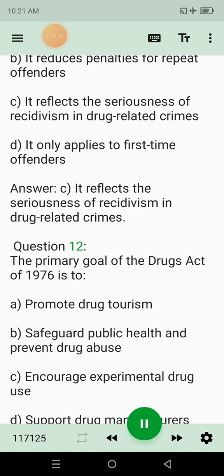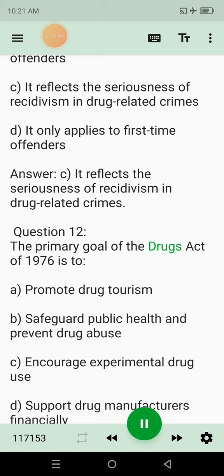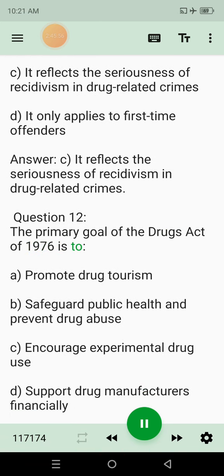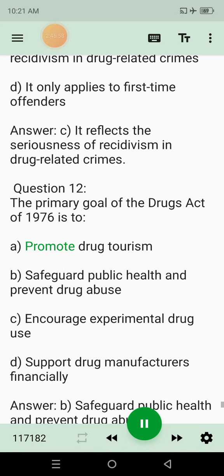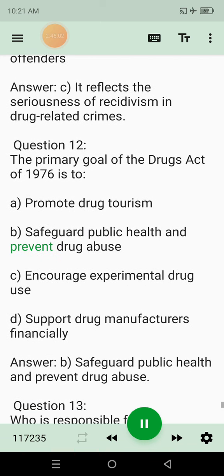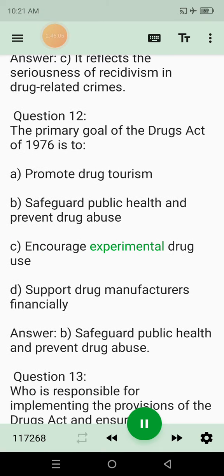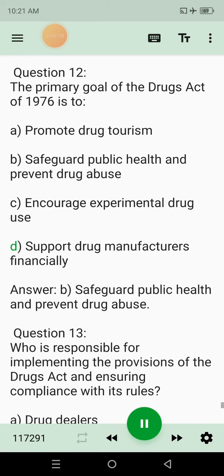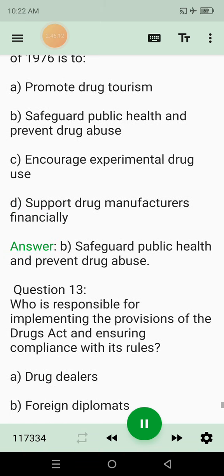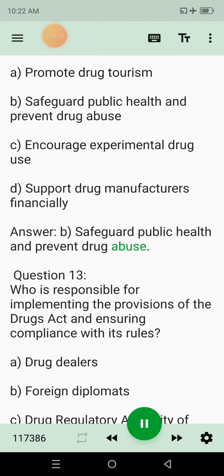Question 12. The primary goal of the Drugs Act of 1976 is to A. Promote drug tourism. B. Safeguard public health and prevent drug abuse. C. Encourage experimental drug use. D. Support drug manufacturers financially. Answer. B. Safeguard public health and prevent drug abuse.